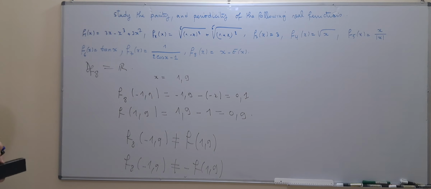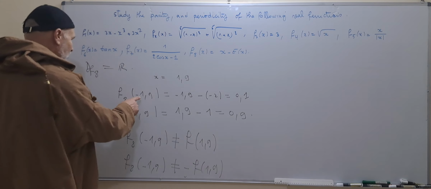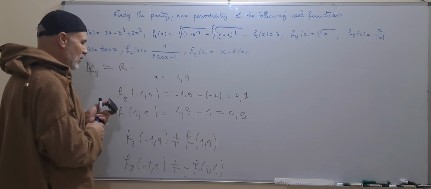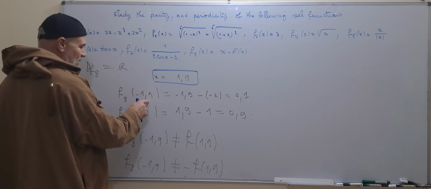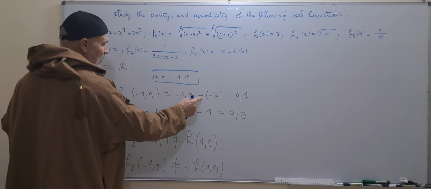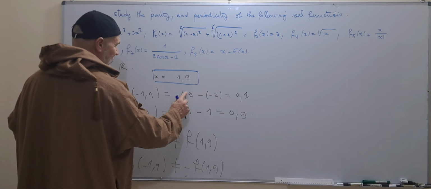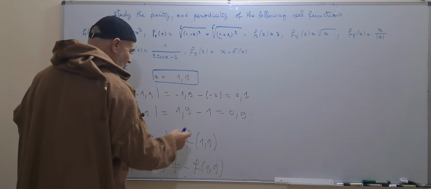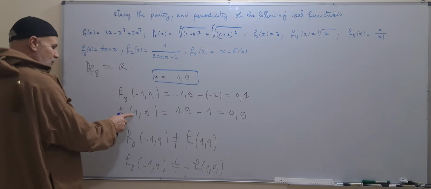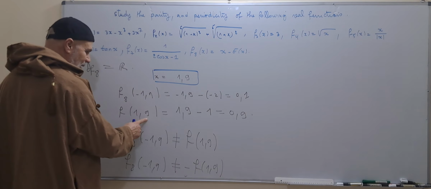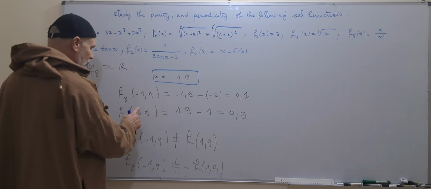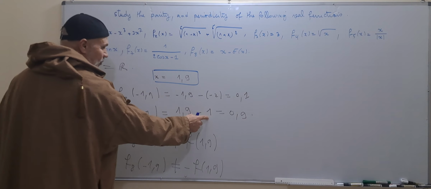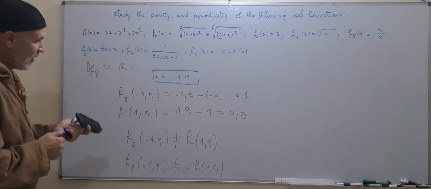Yes, let me check once again. We have x equal to 1.9, so f8 of minus 1.9 is equal to minus 1.9 minus the integer part of minus 1.9, which is minus 2. This is equal to 0.1, and f8 of 1.9 is equal to 1.9 minus the integer part of 1.9, which is equal to 1. So this is true.